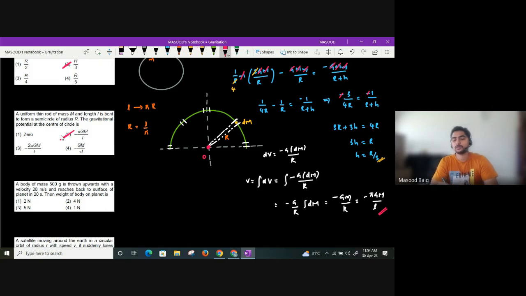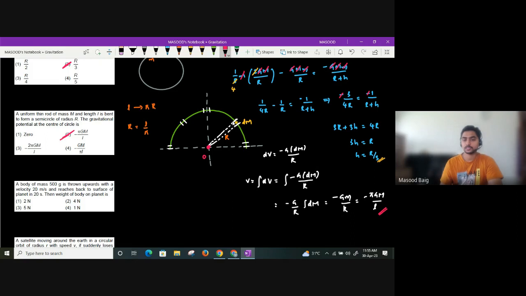Understood, all of you? A uniform rod is converted into a semicircle, which means its length will become equal to the circumference. So what will the radius become? It will become L divided by pi. Because it is a continuous mass distribution, first we will take an element and find out its potential.